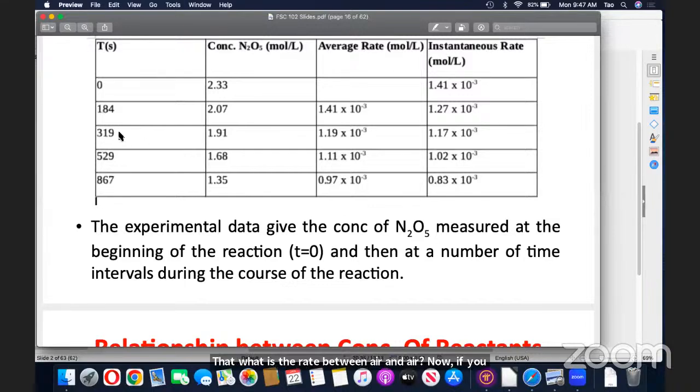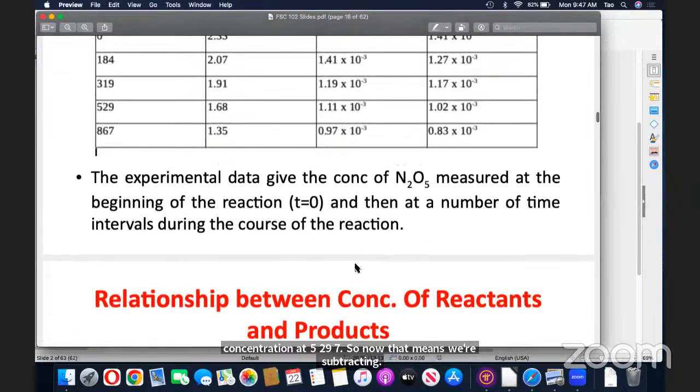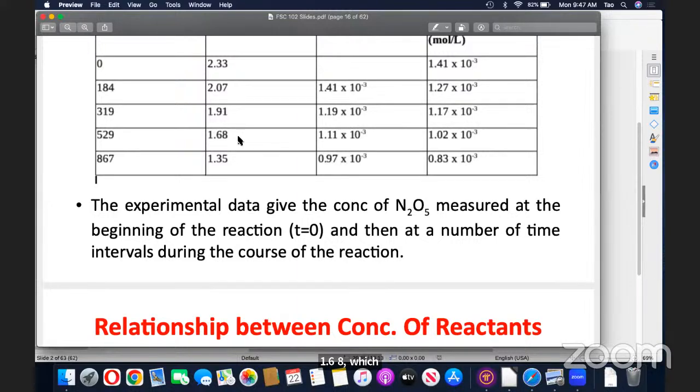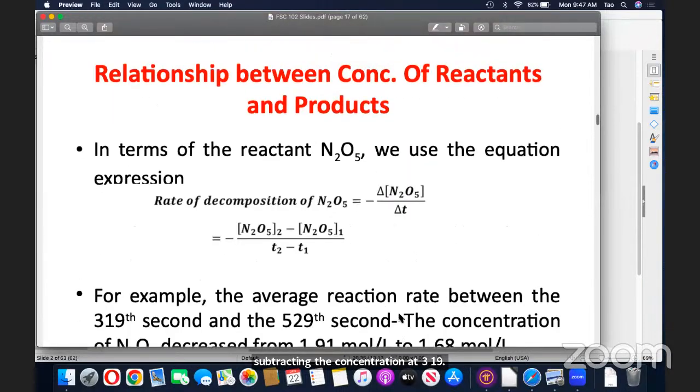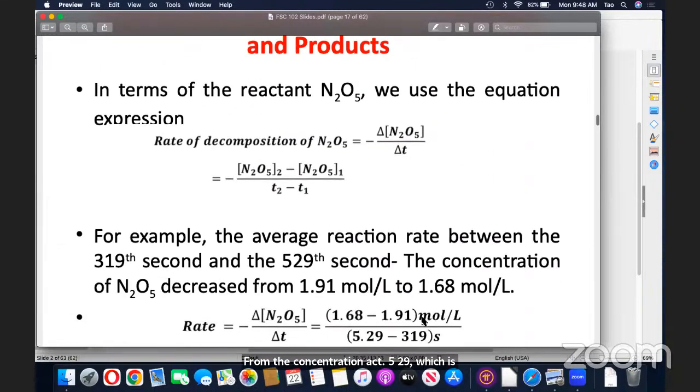Now, if you want to calculate between 319 seconds and 529 seconds, this is the concentration at 319 seconds, and this is the concentration at 529 seconds. So now that means we're subtracting the concentration at 319, which is 1.91, from the concentration at 529, which is 1.68. And that is what you have as the numerator.